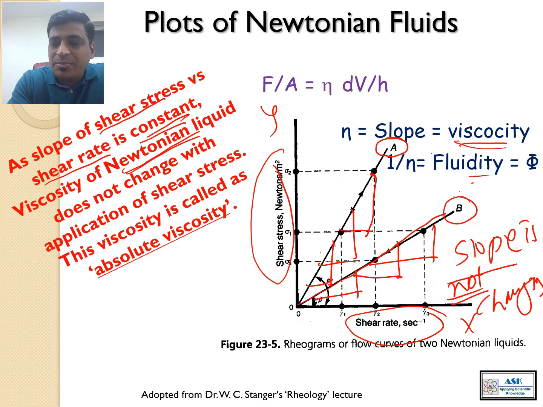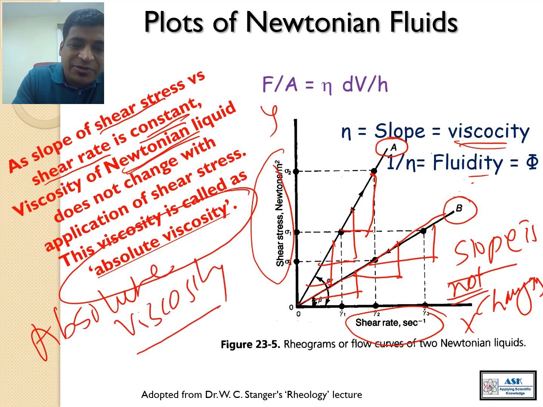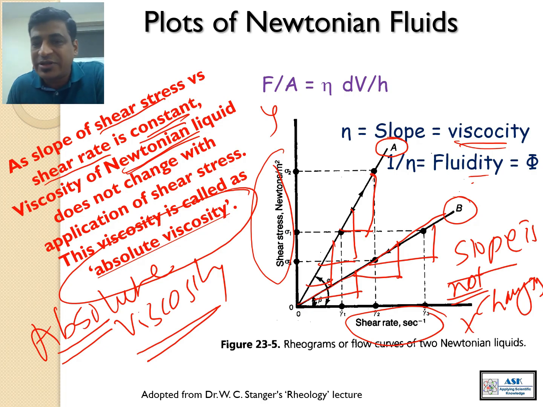As the slope is not changing, the viscosity of a Newtonian liquid is not changing, and that's why it is called absolute viscosity. That is the unique property of Newtonian liquids. Their viscosity is not changing. Their viscosity is absolute.